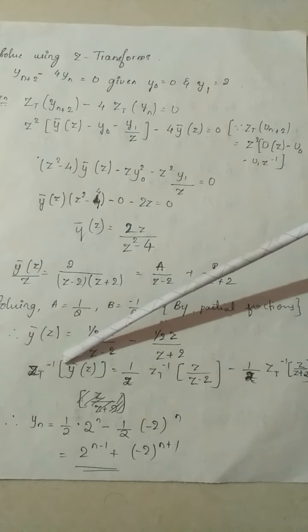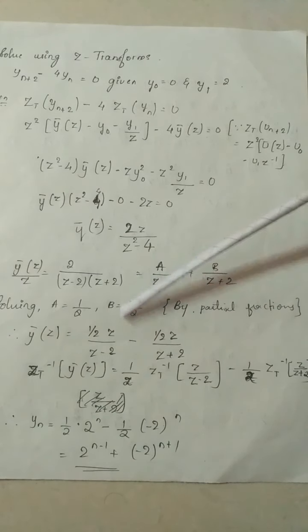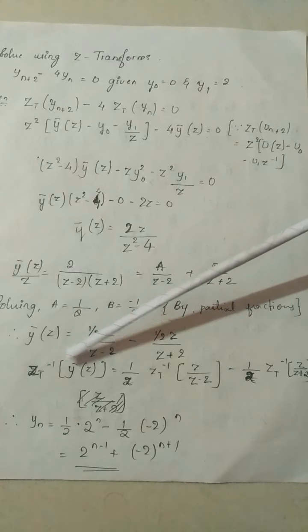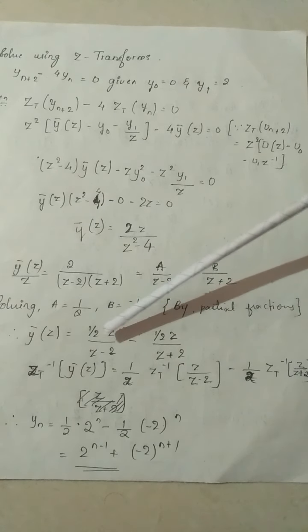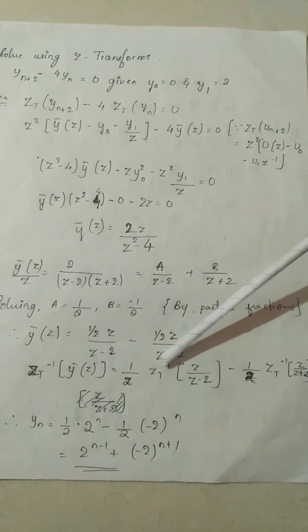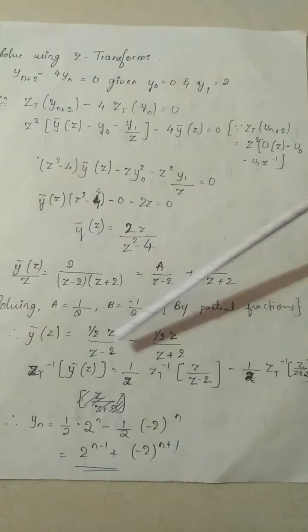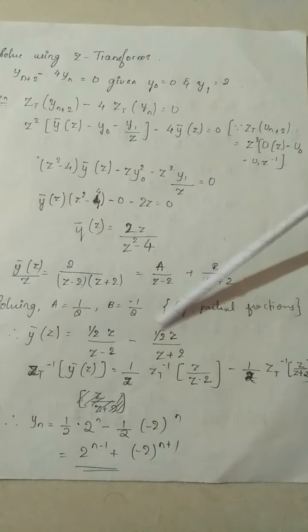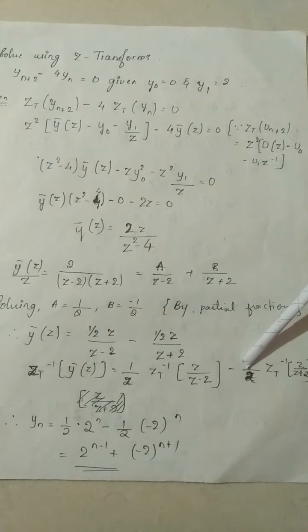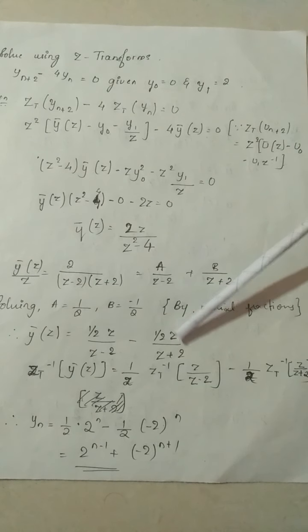Okay, so now we have to consider the inverse transform of y bar z. Inverse transform of y bar z is equal to 1 by 2 out, inverse transform of z upon z minus 2, minus 1 by 2 out, inverse transform of z upon z plus 2.